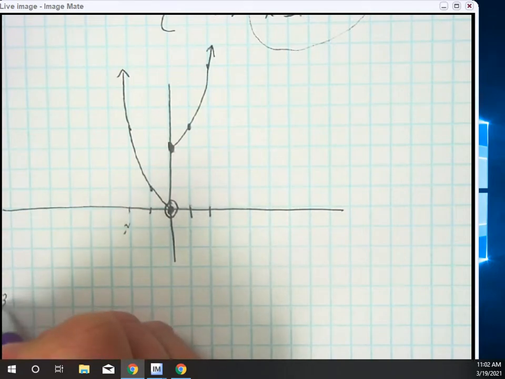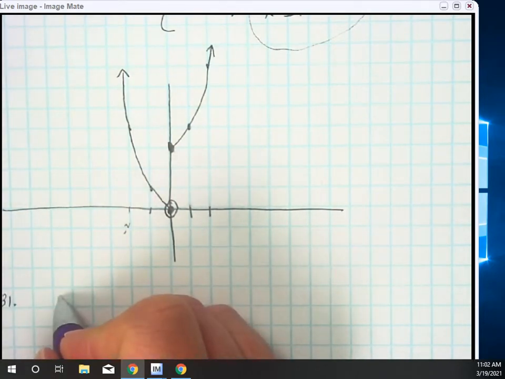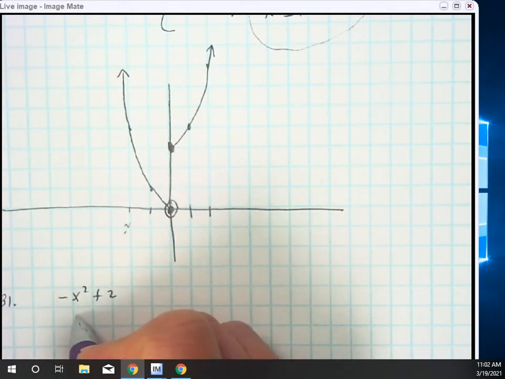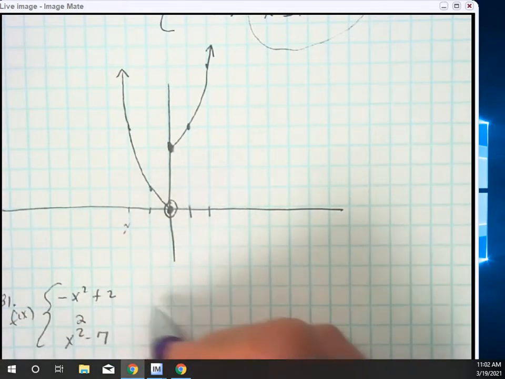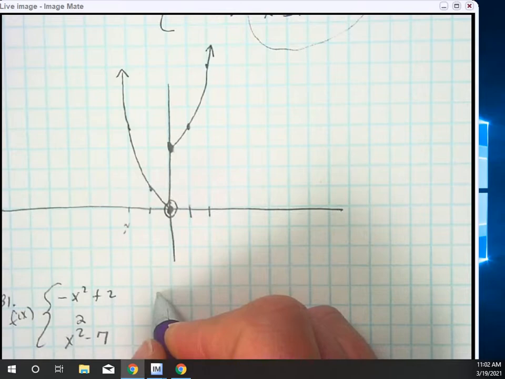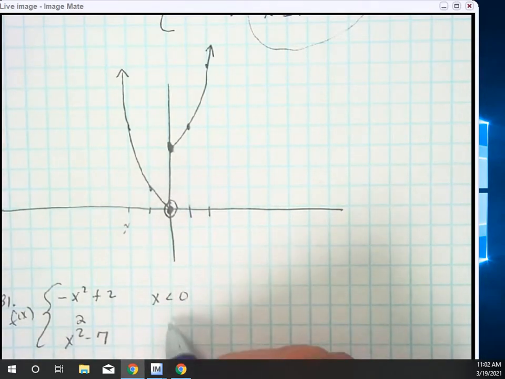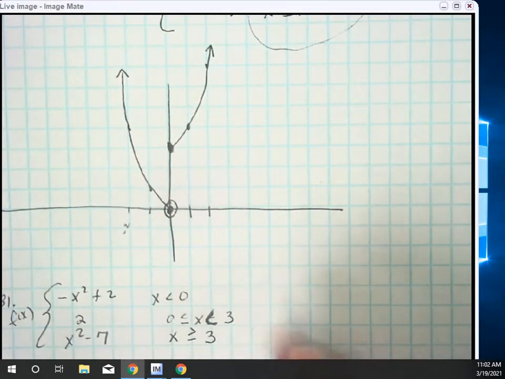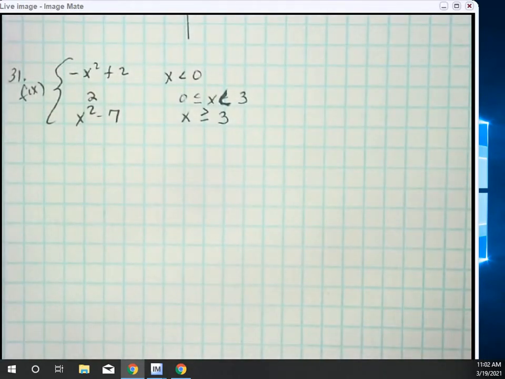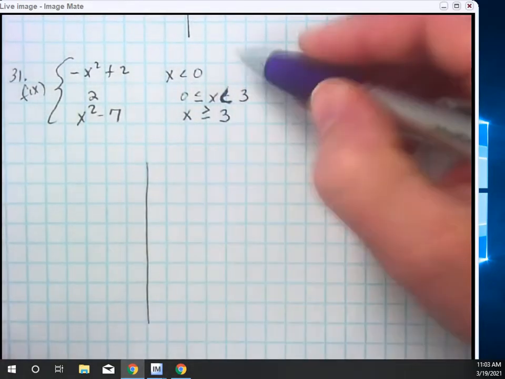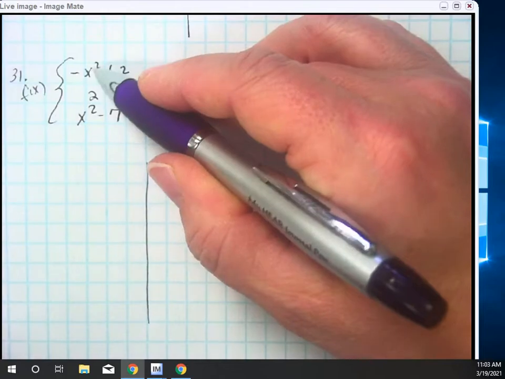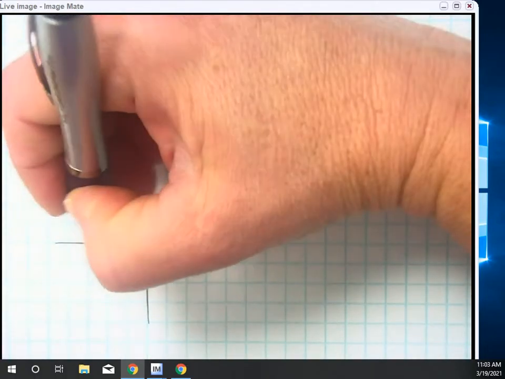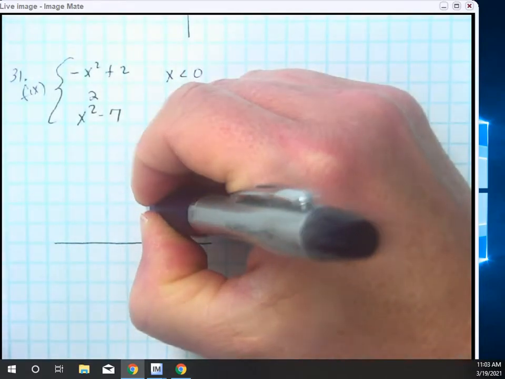All right, let's look at one that doesn't have an x in it. That seemed to bother a lot of people the last time we looked at it. And this one has 3 pieces. So we're on the negative x squared plus 2 if x is less than 0, between 0 and 3, or x is greater than or equal to 3. So again, I'm going to go to my 0, and I'm going to put in a 0. Well, 0 squared plus 2 is what? Open circle.